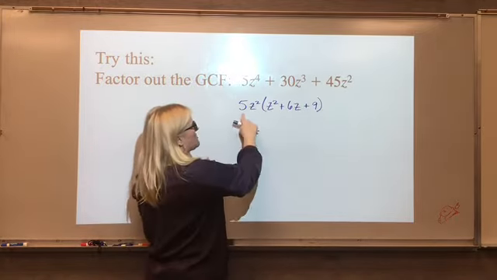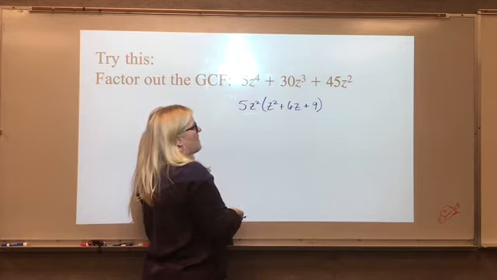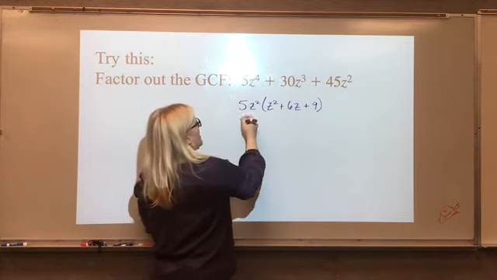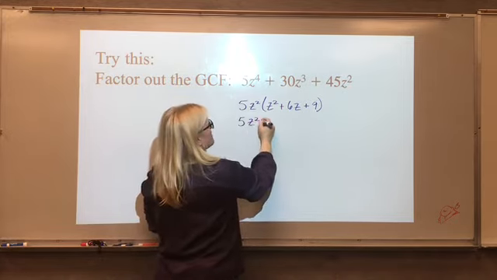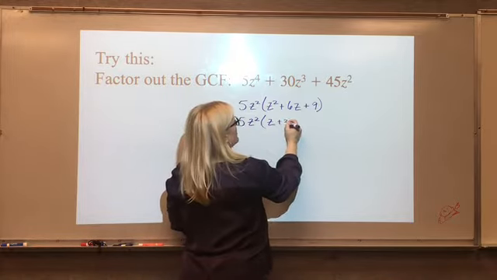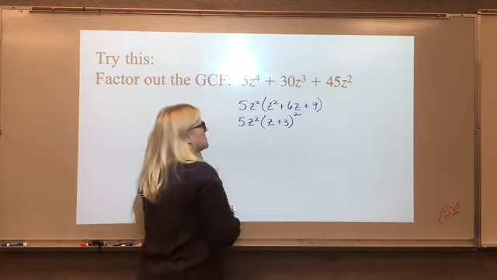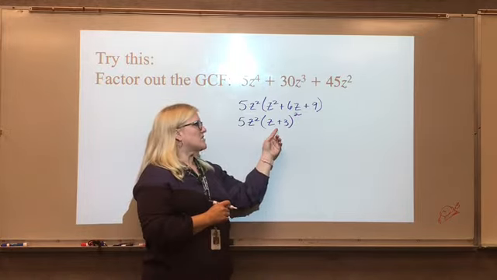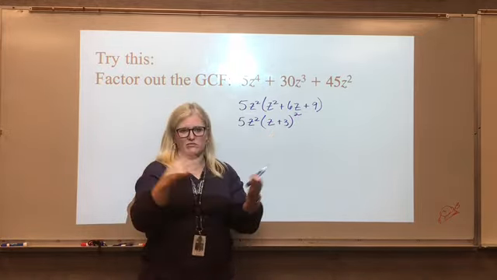Okay, so 5z squared is my greatest common factor. If I want to factor it even further, I have 5z squared times (z plus 3) squared, if you went on and did that.